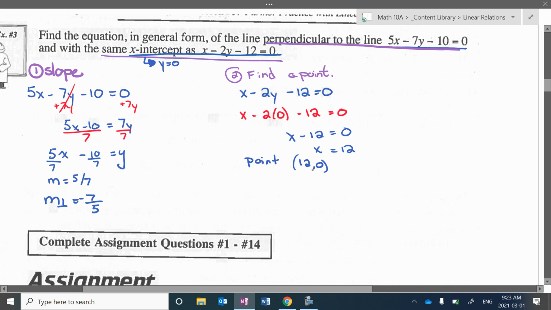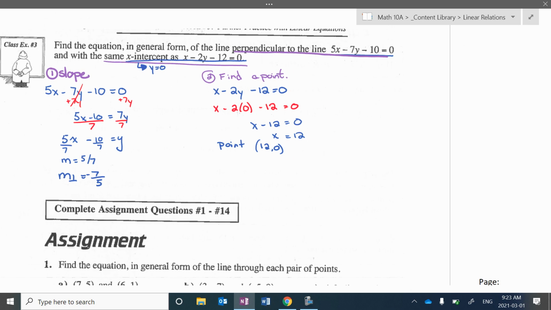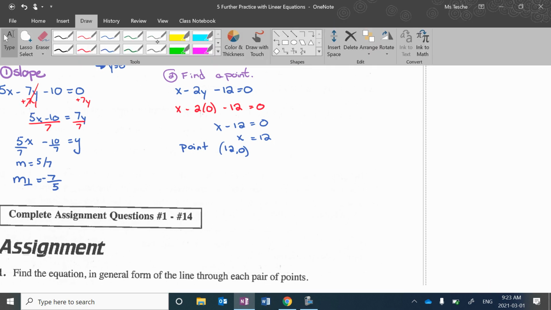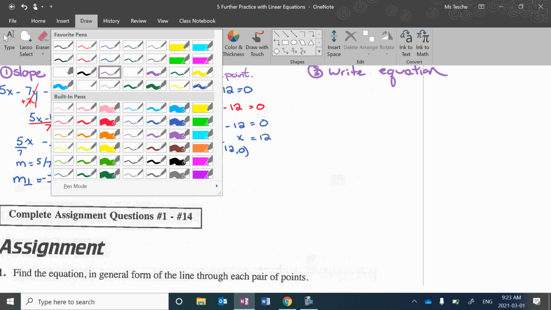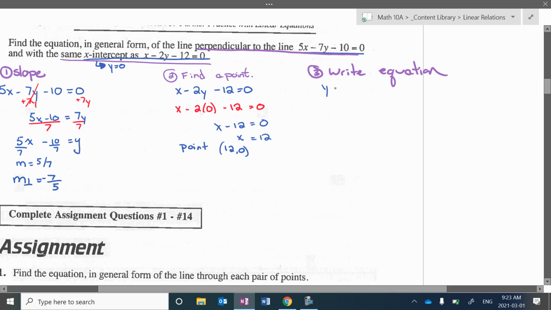So now we have slope and a point. What equation are we going to use? Good. If my point happened to be my y-intercept, you could use slope-intercept form. So I'm going to have y minus 0 equals negative 7/5 (x minus 12). Y minus 0 I can just rewrite as y.